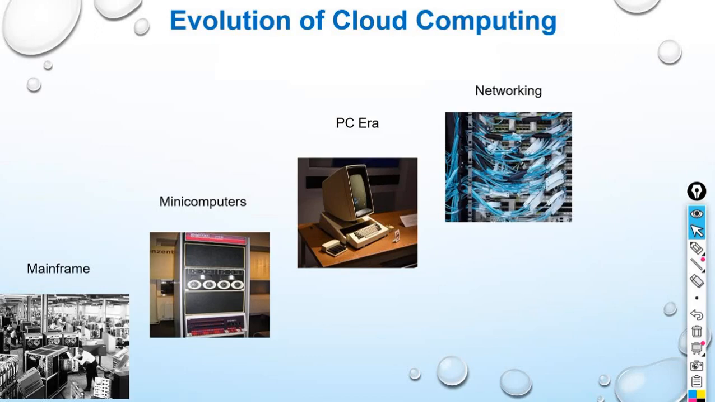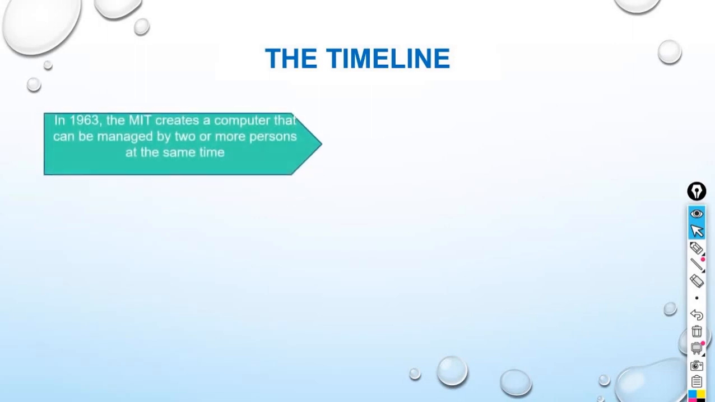And then networking came. It is impossible to imagine a place without network connectivity. And networking brought this. And finally, cloud computing came into existence. Cloud computing became very popular. Companies like Salesforce, Amazon Web Services, Google Cloud, and Azure all started using cloud computing. So here is the timeline.